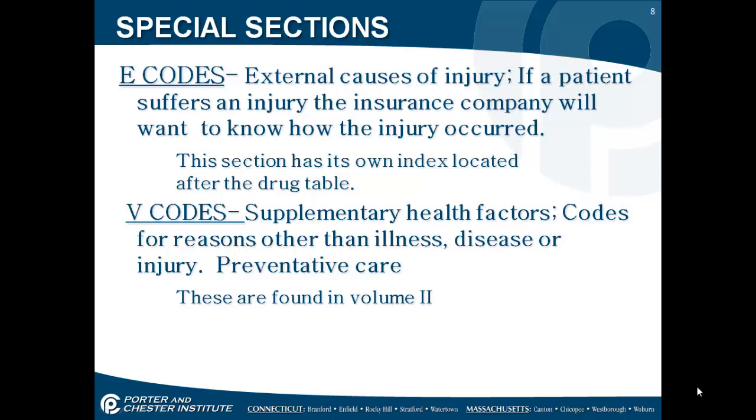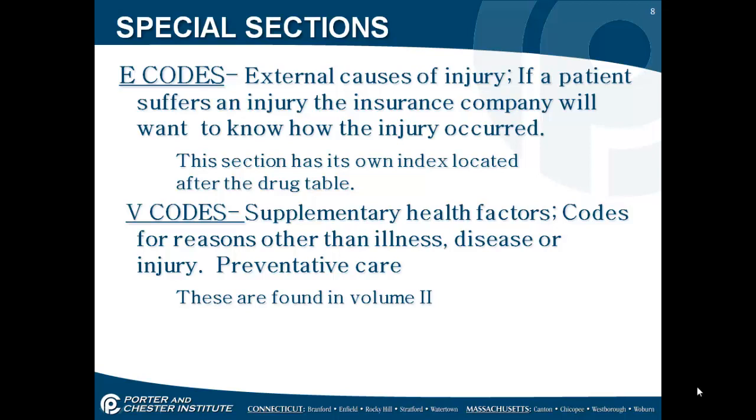There are special sections. You have E-codes, external cause of injury. If a patient suffers an injury, the insurance company will want to know how the injury occurred. This section has its own index located after the drug table. So if a patient comes in with a broken leg, the insurance company wants to know, how did they break their leg? Falling down the stairs, falling off a ladder.